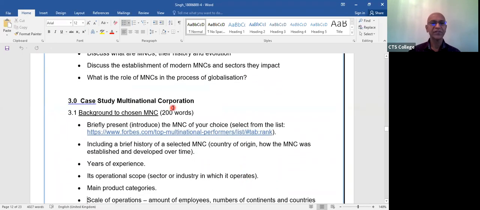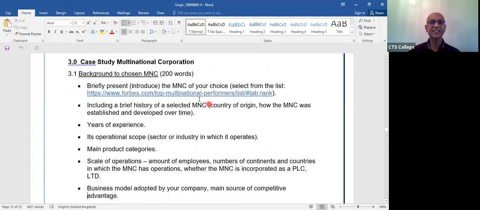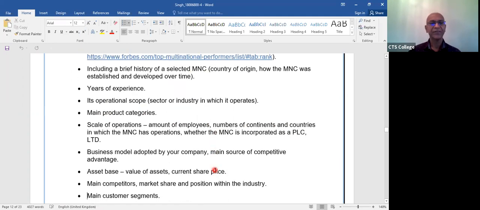The third and most important section of your report is a case study of MNCs. This will be comprised of four subsections. The first is a background to your chosen MNC. You will choose an MNC from this URL, give a brief history of your MNC, the country of origin, how the MNC was established over time, years of experience, sectors in which it operates, the product categories, amount of employees, continents, etc., the business model adopted by your company, asset base of your company, its main competitors and main customer segments.